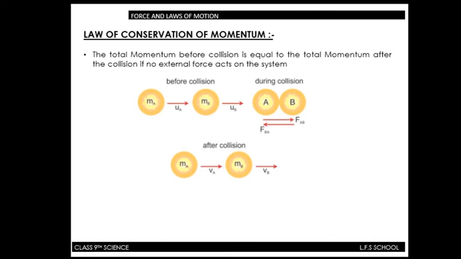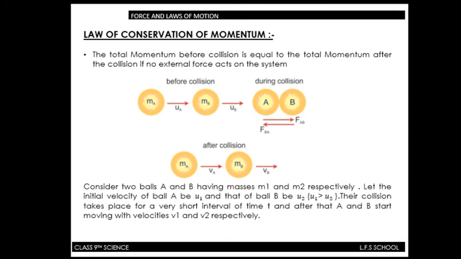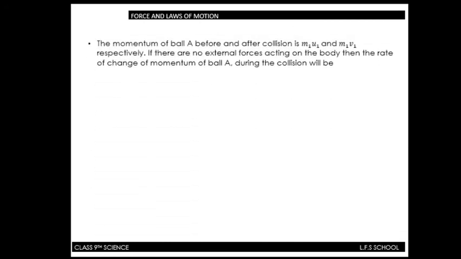Here you see two bodies, A and B, having masses m1 and m2. Both are moving with initial velocities u1 and u2 in a straight line. Here the velocity of body A is more than that of body B, that is u1 is greater than u2. After some time there is a collision between bodies A and B, clear? When the bodies collide with each other, action is done by A on B, and at the same time the reaction is done by B on A. The momentum of ball A before and after collision is m1u1 and m1v1 respectively.